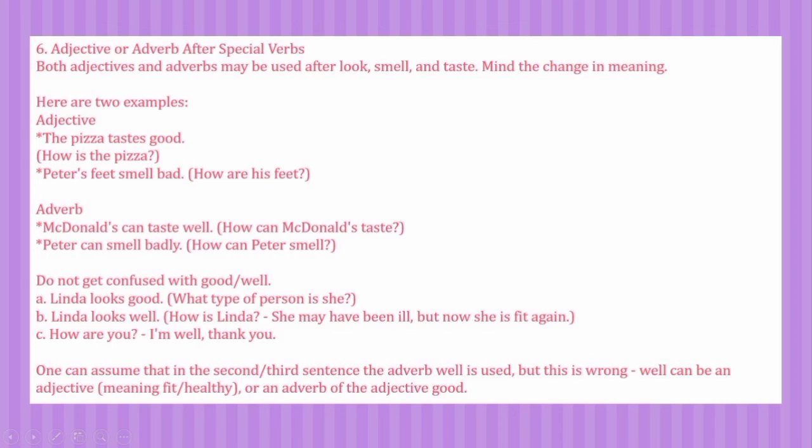Both adjectives and adverbs might be used after look, smell, and taste. Mind the change in meaning. Here are 2 examples. Adjective: the pizza tastes good. How is the pizza? Peter's feet smell bad. How are his feet? Then the adverb: McDonald can taste well. How can McDonald taste? Peter can smell badly. How can Peter smell?